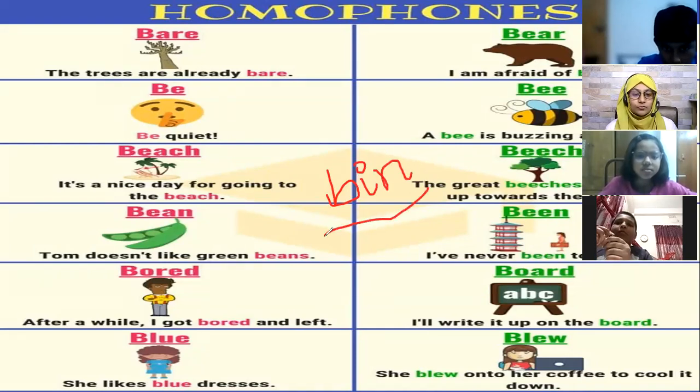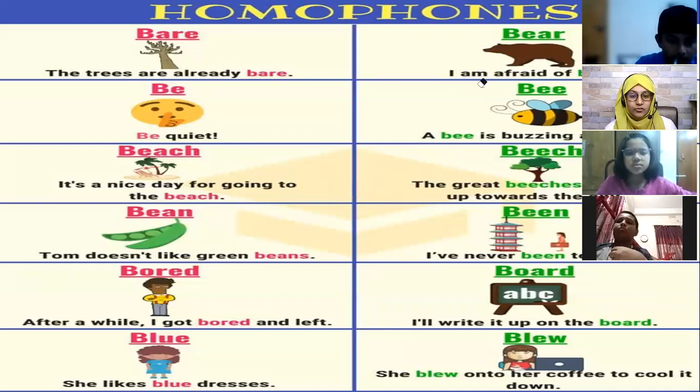This is also a homophone. Yes. Bean. Dust bean or bean. Waste. Waste is bean and all. Very good, Hamim. Very good.